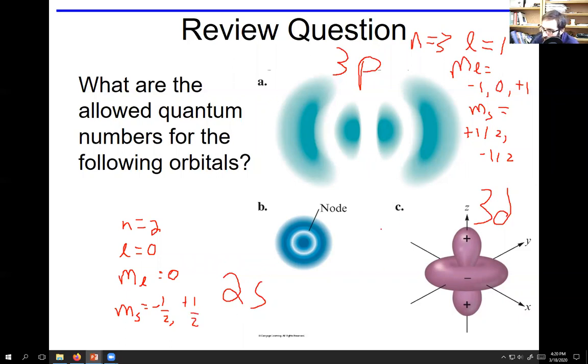Okay, and then for 3d, well, n equals 3. D, by definition, is L equals 2. Okay, and then our m sub L's for that can go from -2 to +2. So we can have -2, -1, 0, +1, +2. And then our m sub S, again, is spin up or spin down, or how I'm writing it, spin down, -1/2, and spin up.